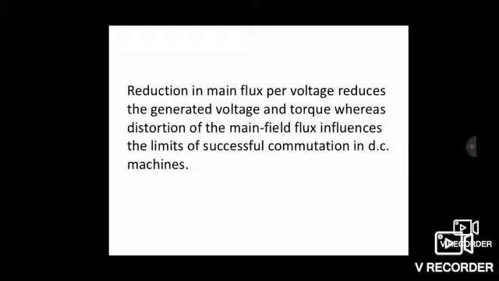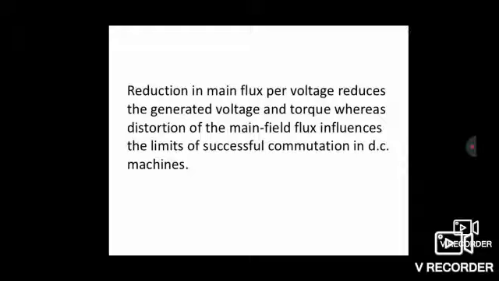The two effects, first one is reduction in main flux. The reduction in main flux per pole reduces the generated voltage and torque, whereas the cross-magnetizing effect, that is the distortion of the main field flux, influences the limits of successful commutation, that is AC into DC, in DC machines.